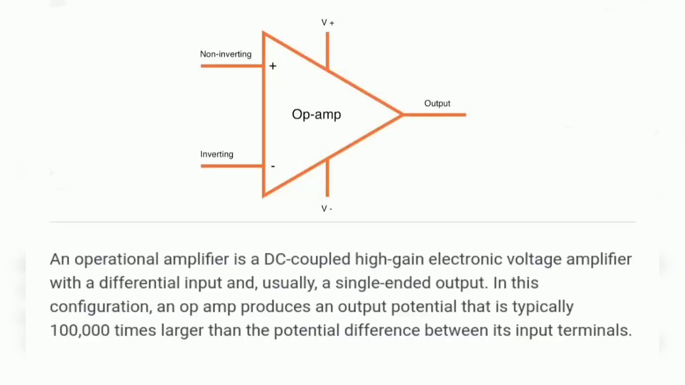First of all, we are going to learn what is an operational amplifier. An operational amplifier is a DC coupled high gain electronic voltage amplifier with a differential input and usually a single ended output. In this configuration, an op-amp reproduces an output potential that is typically 1 lakh times larger than the potential difference between its input terminals.